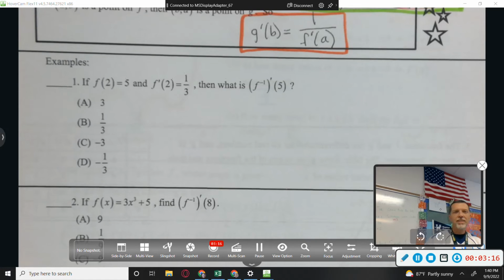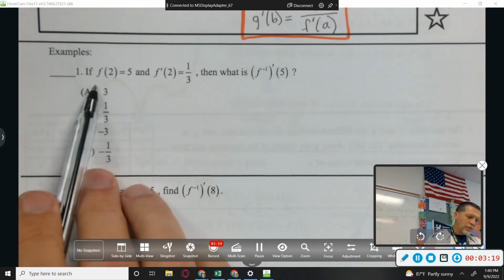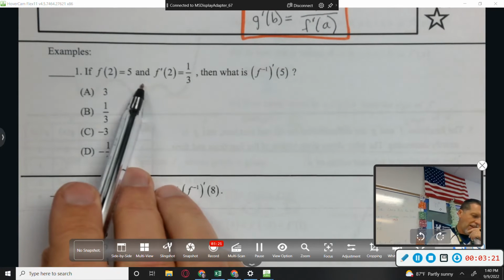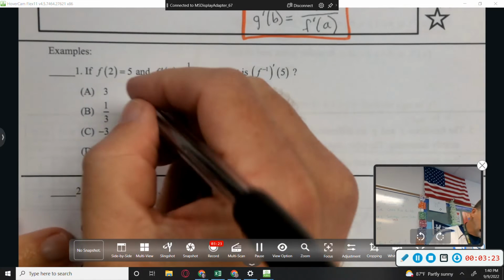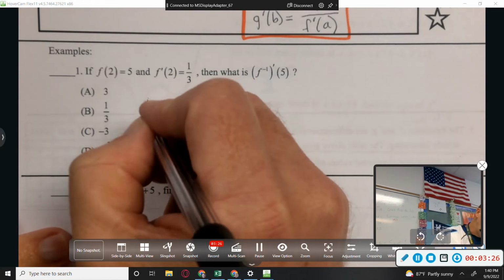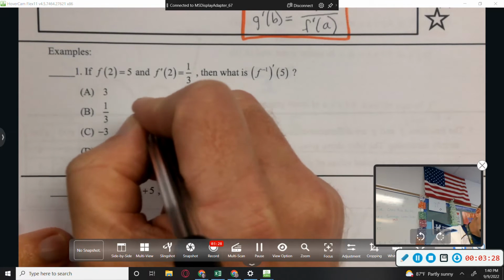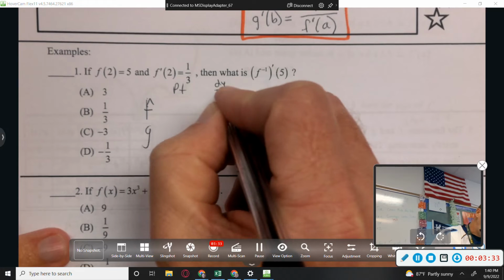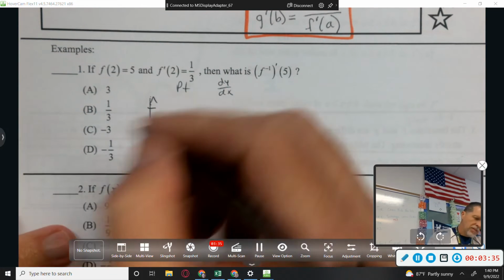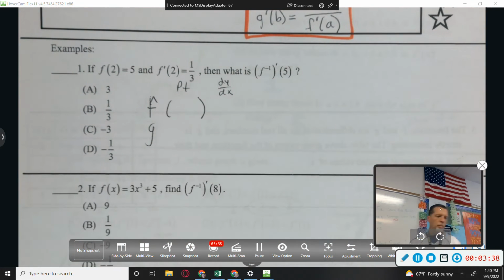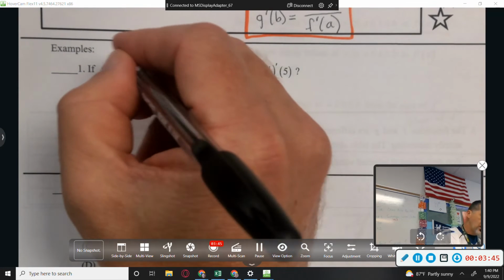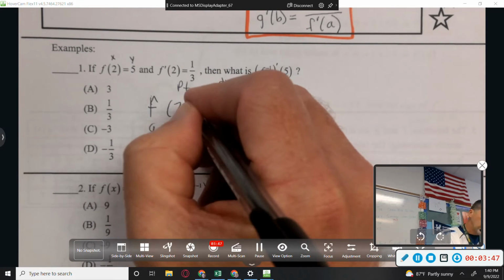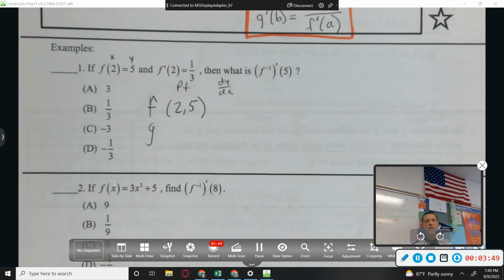Confused enough? Yes. Example: if f(2) = 5, you know what? Pause, let's do the table here. So f, g, point, dy/dx. So what point is on the graph of f? (2, 5). Yeah, 2 is the x, 5 is the y, so (2, 5) is the point on f.